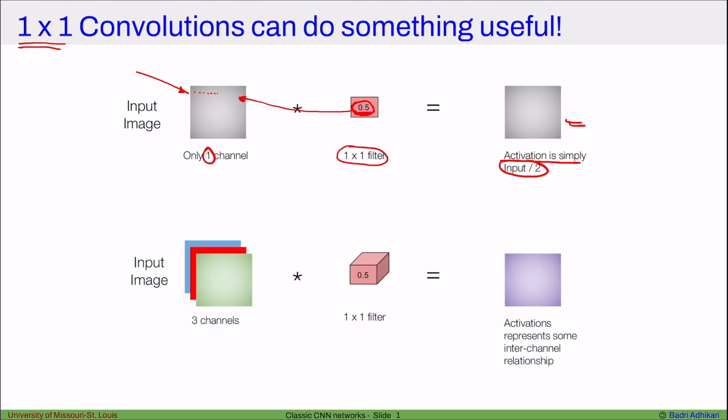But let's say the input actually has 3 channels, right? And then we apply the same one-by-one filter, but remember, filters have to match the number of input channels, right? So this filter actually should also have 3 values, 0.5, 0.5, and 0.5, or 0.5, something else, and something else. So this is basically a one-by-one filter, but it has 3 values in it, right? So if we convolve this filter with the input, then what's going to come out is a single channel, because there's only one filter here, a single channel output, and this activation can represent some interchannel relationship.